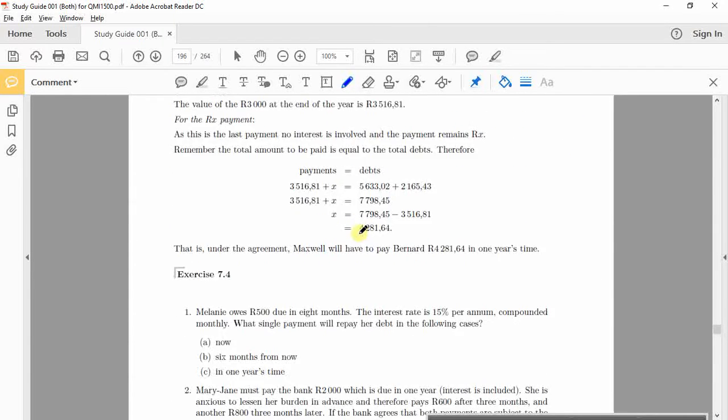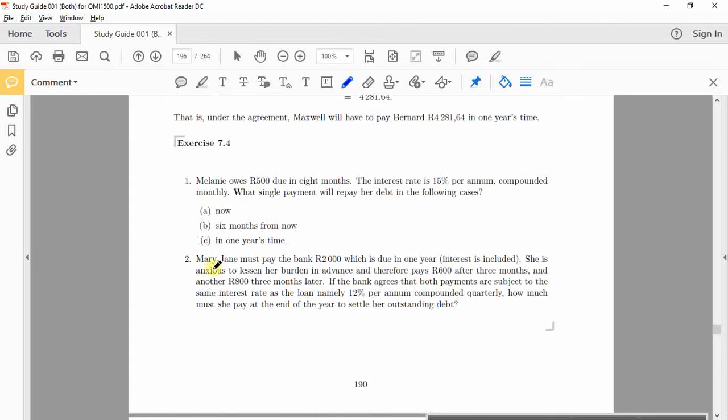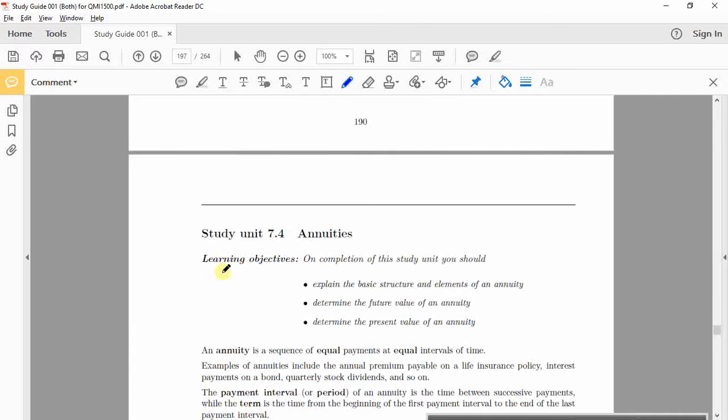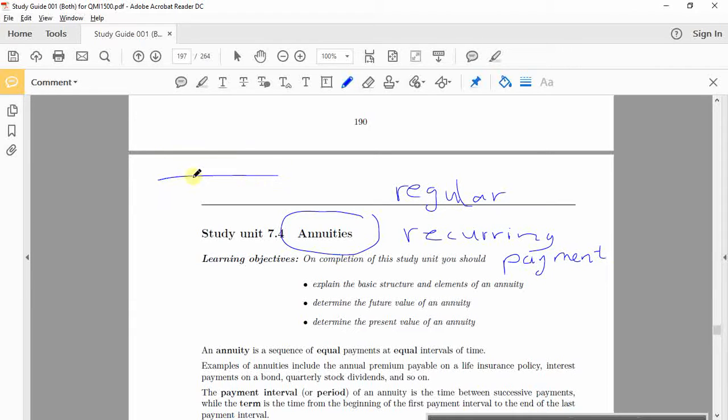We spoke about payments, that's fine, and then there's the exercise that you can practice. We'll practice with the exam paper questions. Right, there's the note about annuities. What is an annuity? It's regular, recurring payments. That's what it is. What do I mean by that?